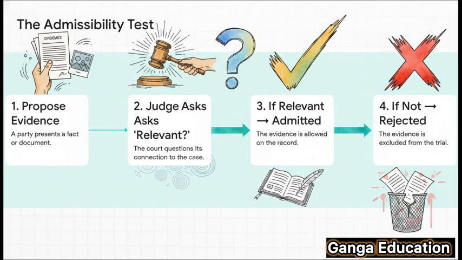And this flowchart shows you exactly how it plays out in court. It's a very simple flow. Step 1, a party proposes to submit evidence. Step 2, the judge asks that crucial question, how is this relevant? Step 3, if the party can establish its relevance, the evidence is admitted. Step 4, if they can't, it's rejected. It's a clear 4-step logical process.